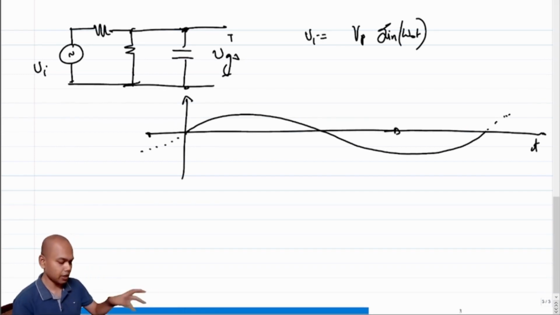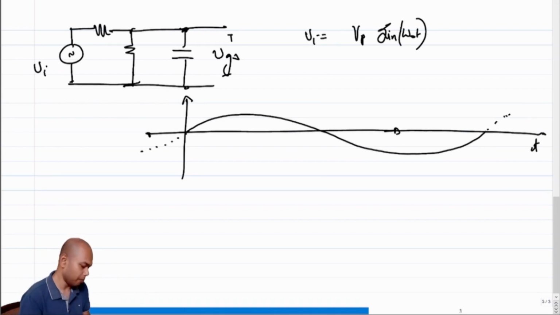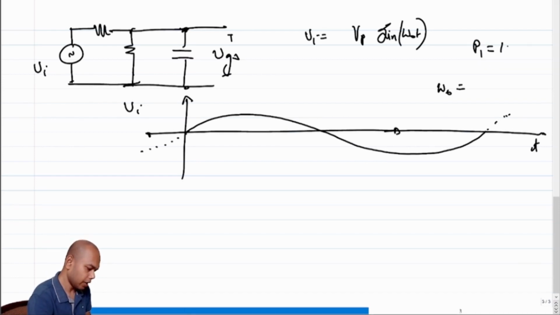So we cannot assume that the input has just started. Input has started some long time back. Okay, so let's say this is Vi, and let's make some assumption. Let's say P1 is equal to 10 megahertz, right? And let's assume in this case omega naught is 1 megahertz. Okay, fine. So what do you think VGS will look like? I want to plot VGS.